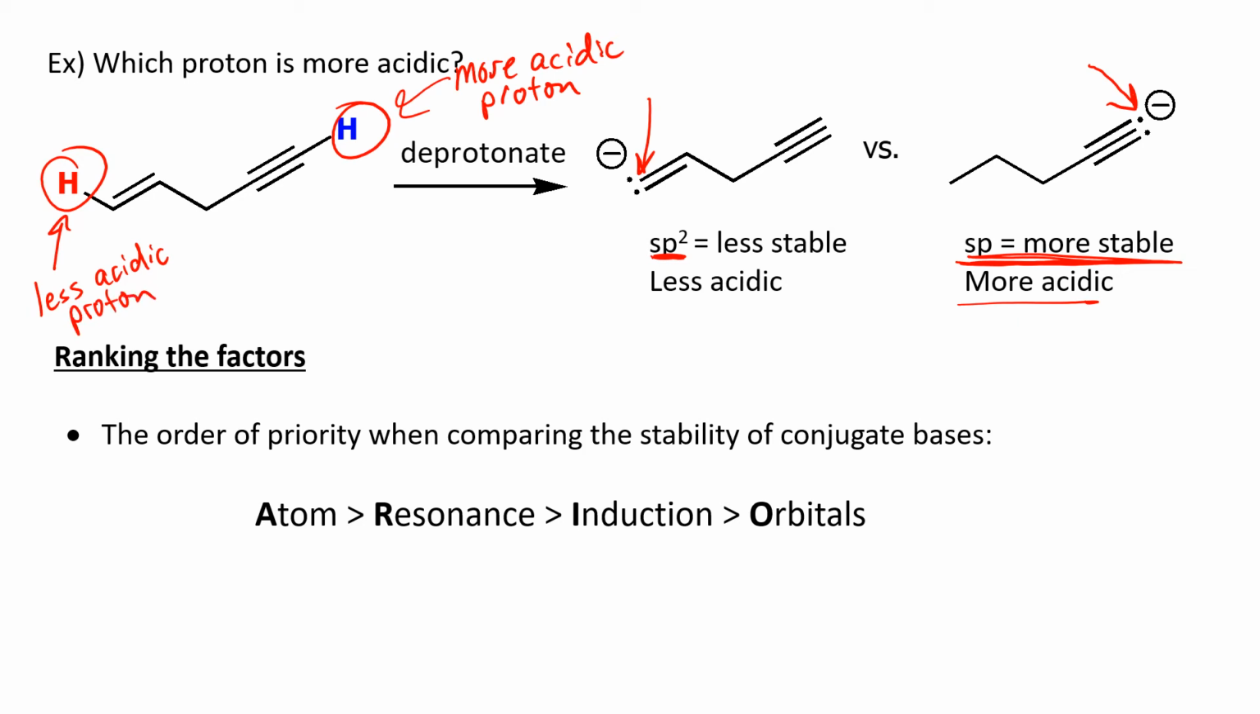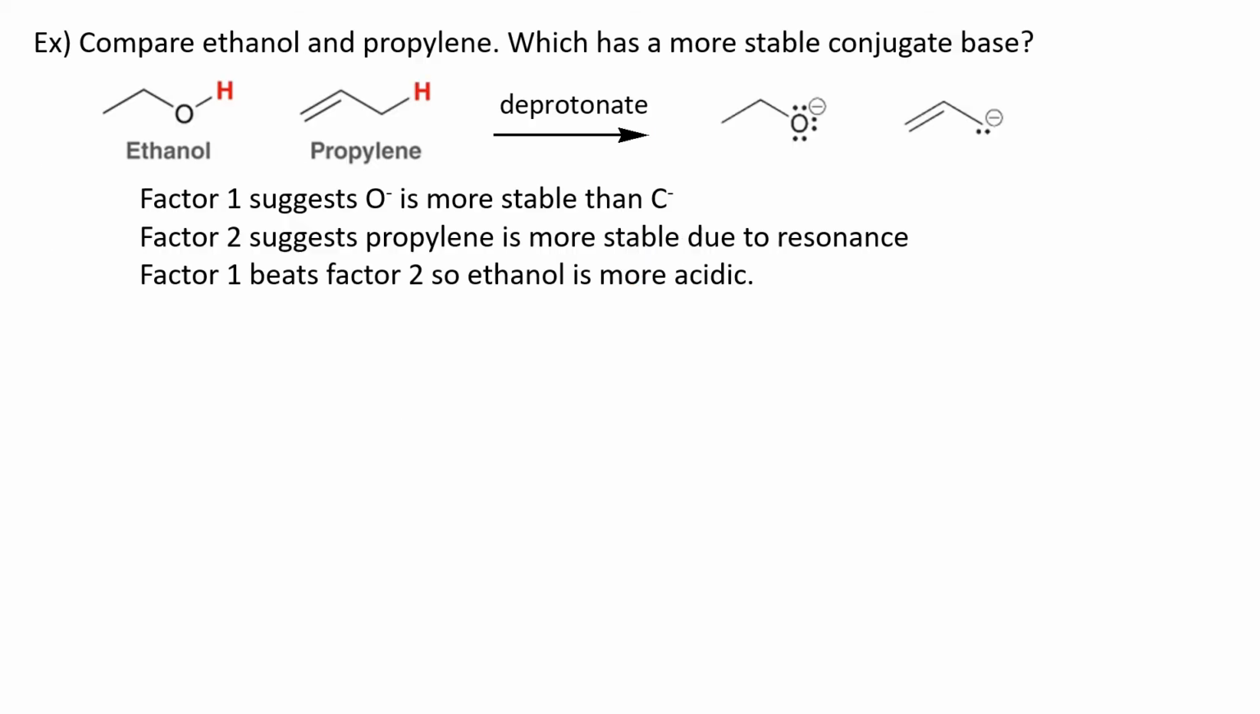All right, so when we rank the factors, we put them in the order that we learned them, A, R, I, then O, and we move through them in that order if we're dealing with compounds that have multiple factors working. Let's look at a couple examples. We want to compare ethanol and propylene. Let's determine which has a more stable conjugate base and which ultimately would be more acidic. So we deprotonate. We have oxygen and carbon with a negative charge.